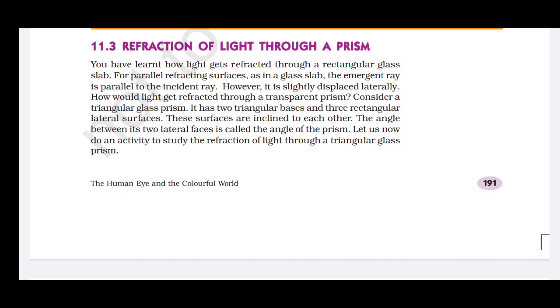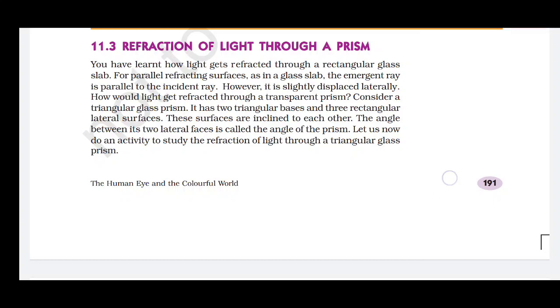Friends, this is chapter number 11 of grade 10th, The Human Eye and the Colourful World. The first topic that we have to do from this chapter is refraction of light through a prism. The refraction topic we have already learned in chapter number 10. The transfer of light from one medium to another medium allows the bending of light. This bending of light is known as refraction of light.